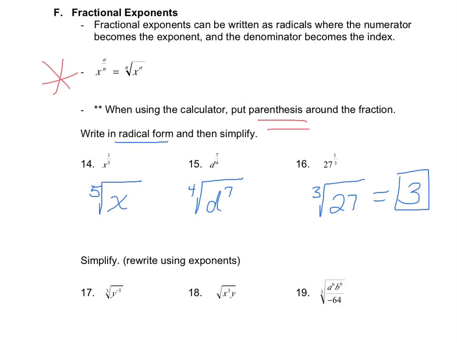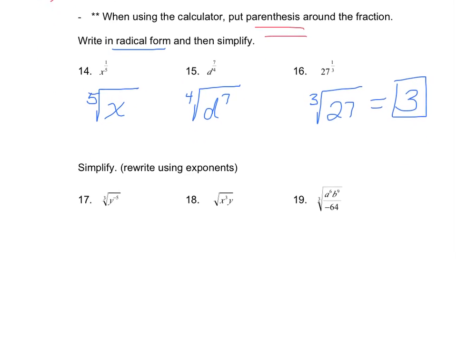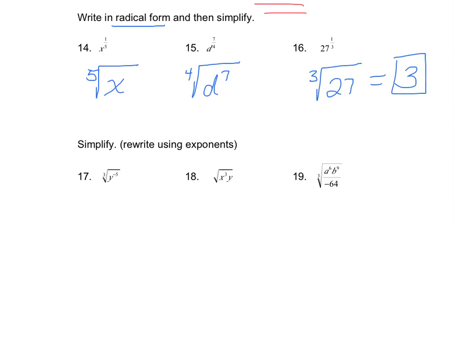Okay, let's go on. So we went from fractional exponents to radicals. So now we're going to go from radicals to actual fractional exponents. They want us to rewrite it using exponents. Okay, so we have to follow the directions. So the cube root of y to the -5th will be y to the -5/3 power. And that can't be simplified anymore.